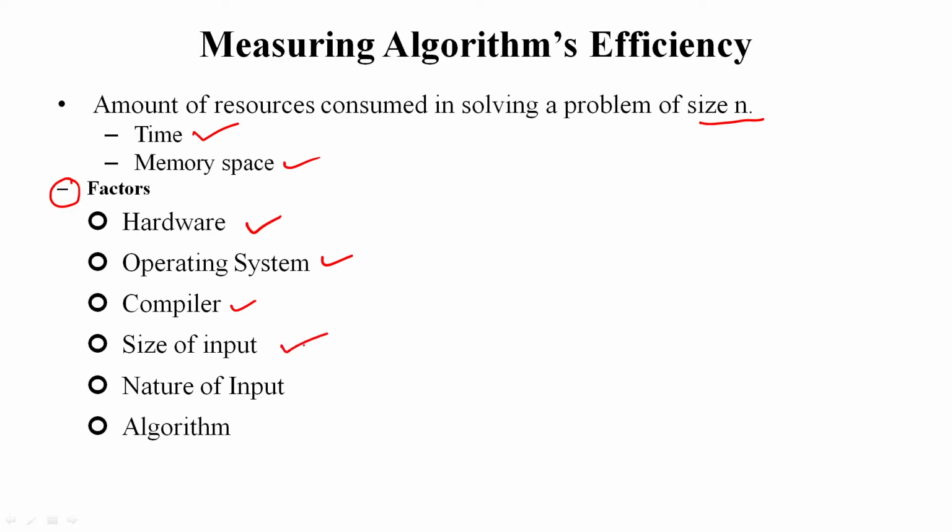Then the size of the input may vary from 1 to n number of inputs. And nature of input in the sense that input may be numerical data or text, categorical data, or video or image. So different nature of the data. And algorithm, number of lines in the algorithm. So which one can be modified when measuring the performance of an algorithm? The number of lines in the algorithm can be improved when we are measuring the algorithm's efficiency.